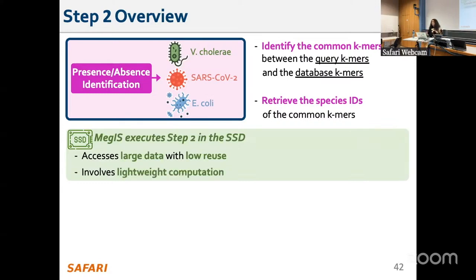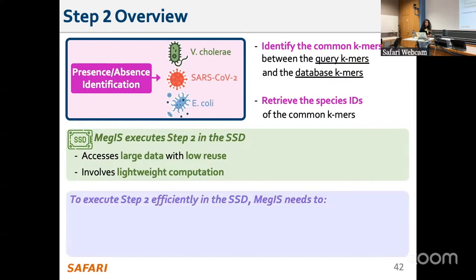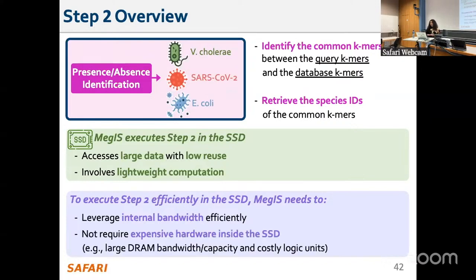And it also involves only performing lightweight computation. So it's not that it does not require expensive hardware resources. So to execute step 2 efficiently in the SSD, MegIS needs to leverage the internal bandwidth of the SSD efficiently, and also not require expensive hardware inside the SSD, meaning not rely on large DRAM bandwidth or DRAM capacity or large cost and costly logic units.